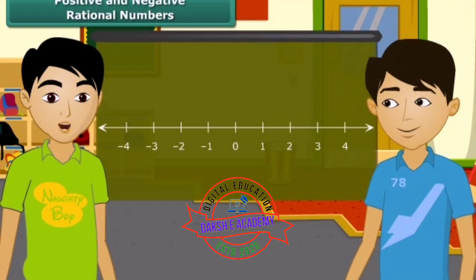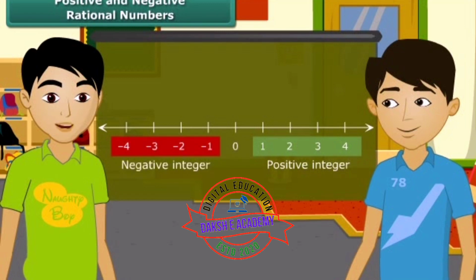How do we represent a rational number on a number line? Look at this number line. Points on right side of 0 are called positive integers, and points on the left side of 0 are called negative integers. Let's mark 1/2 on this line. 1/2 will lie in between 1 and 0, and minus 1/2 will lie in between 0 and minus 1.